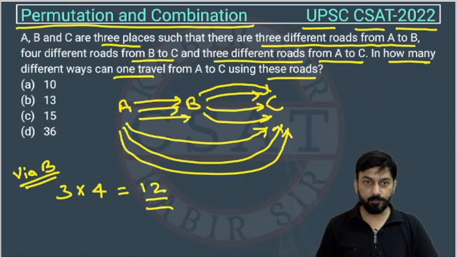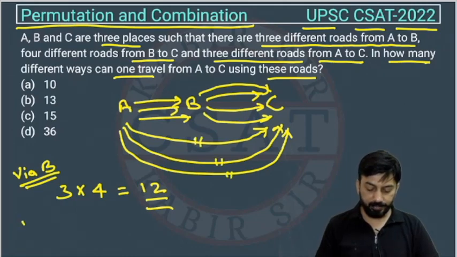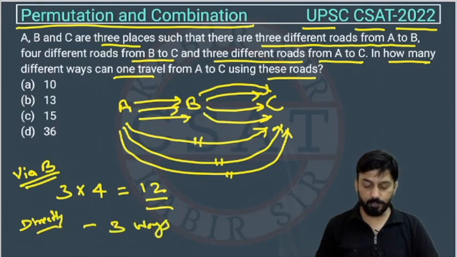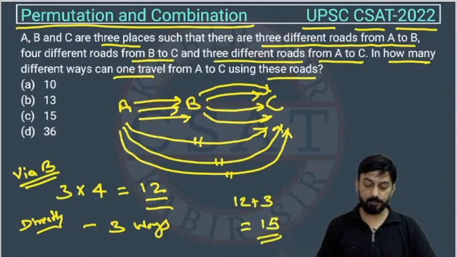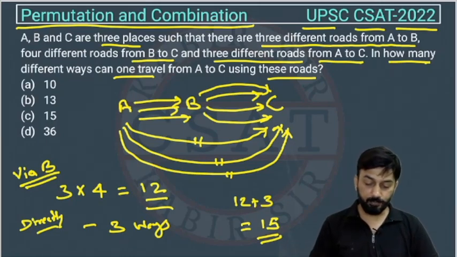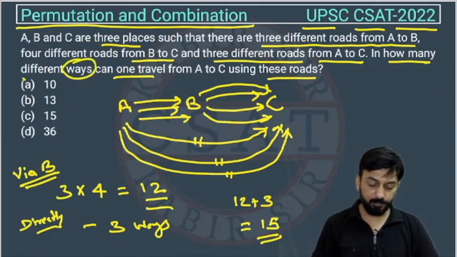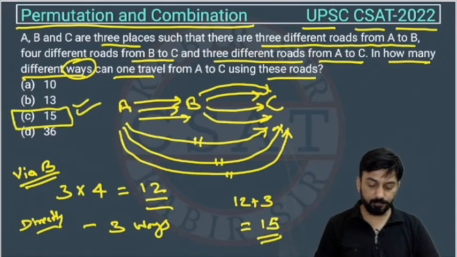Now directly also from A to C we can go in how many ways? 3 ways. This is already given, right? There are 3 roads, first, second, third, right? So directly how many ways we can go? 3 ways. So total ways will be how many? 12 plus 3. So there are total 15 ways from A to C, right? So we have to find different ways only, right? So the answer is option C. So this is the answer.